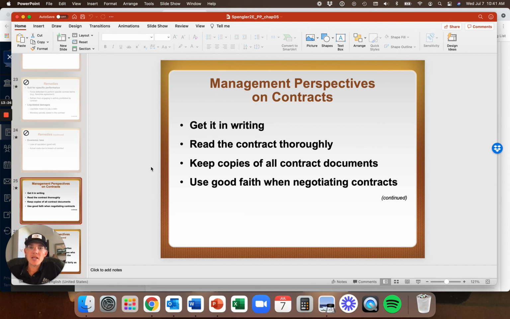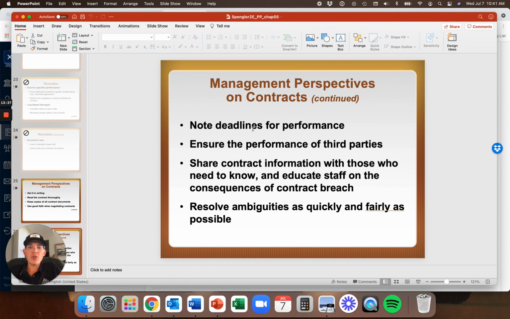It would probably be good to keep hard copies or at least scan them and save them on a computer, which is what I typically do. Keep good faith when negotiating contracts. Note deadlines for performance. Ensure performance of third parties. Share contract information with those that need to know. Educate your staff and so forth. So those are the big things, the big takeaways from this chapter.